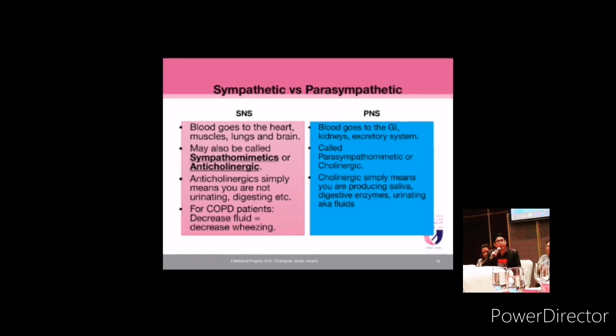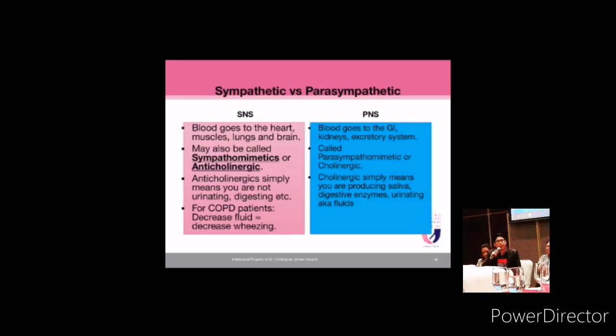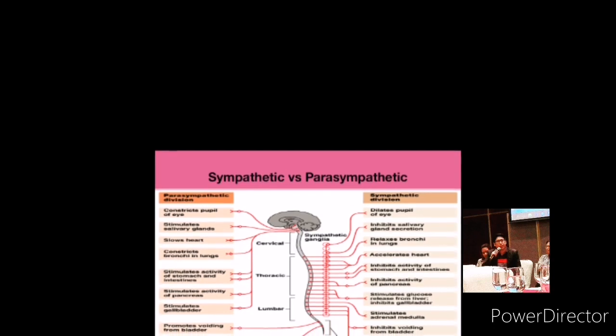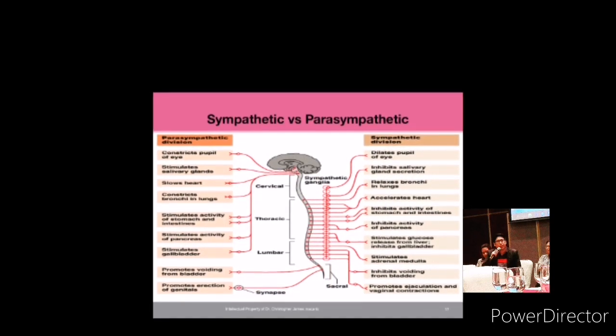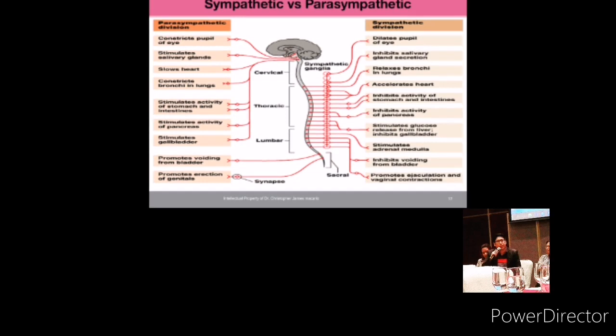Okay, so ano yung naka-turn on pagka sympathetic nervous system? It's your fight and flight. For COPD patients, if there is decreased fluid, there is decreased wheezing. Okay. For PNS or your parasympathetic nervous system, the blood goes to the GI, kidney, and excretory system. That's why napupup ka, naiihi ka, nagugutom ka. It's called your parasympathomimetic or cholinergic effect. Cholinergic simply means you are producing saliva, digesting enzymes, or urinating fluids.